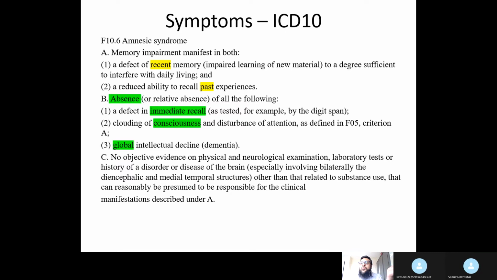So amnesic syndrome. ICD-10 is a syndromic classification. It doesn't go with the cause. There are only very few instances where ICD-10 determines the cause, and even there it is criticized, asking why they are talking about the cause. So for example, a subtype of autism is a kind of childhood disintegrative disorder.